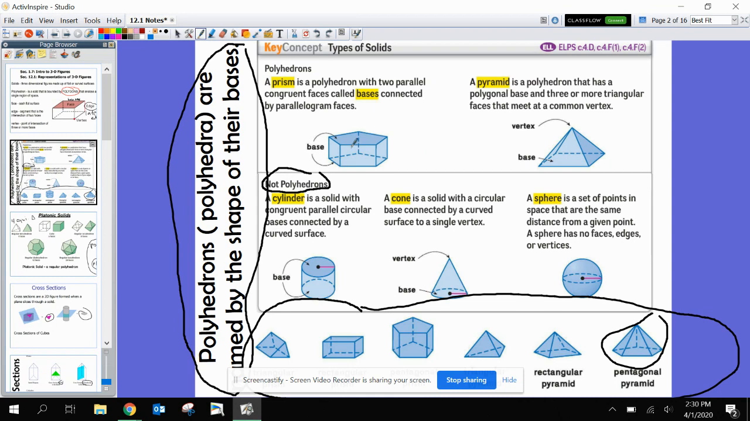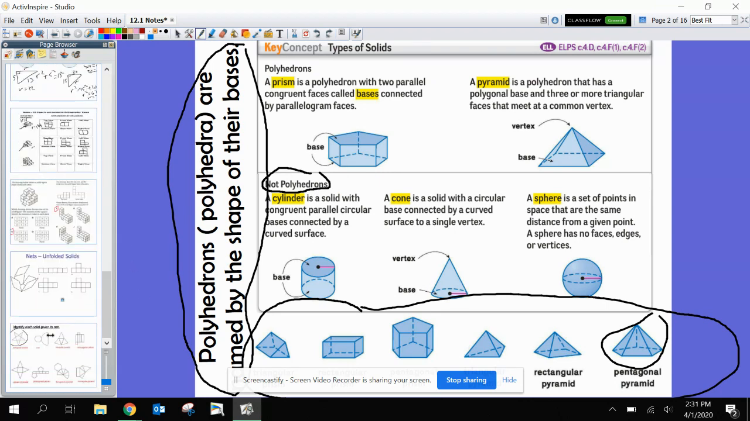Now, if you take a look at this prism here, it says it's a polyhedron with two congruent faces connected by parallelogram faces. Well, typically, when you have a prism, the faces will be rectangles. And when you go to a pyramid, the lateral faces will be triangles. I just want you to keep this in mind. If you see a bunch of rectangles, it's going to be a prism of some kind. If you see a ton of triangles, then it's more than likely going to be a pyramid. That's a good place to start when you do these types of problems.